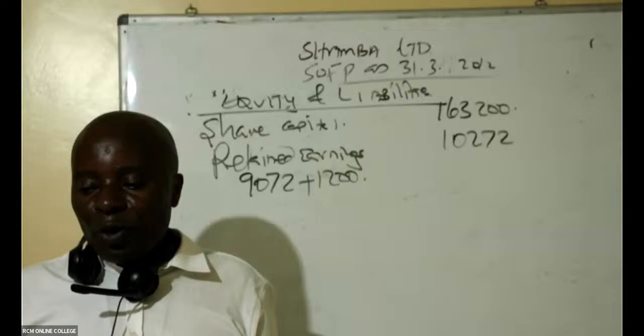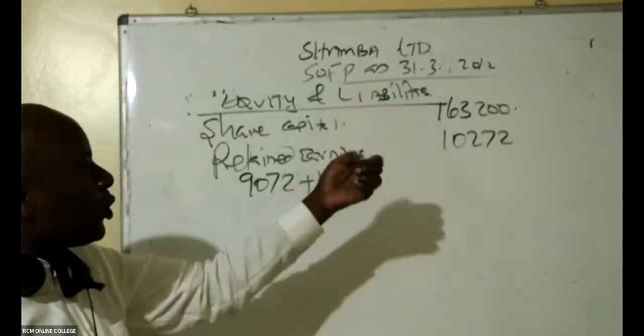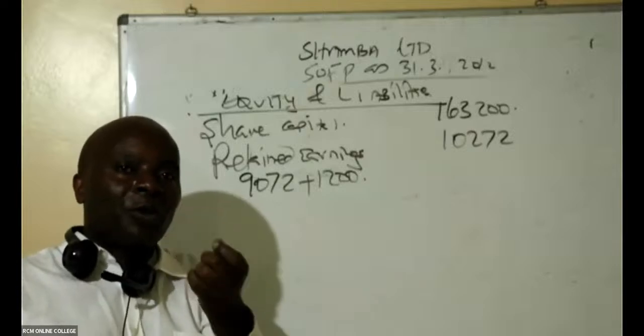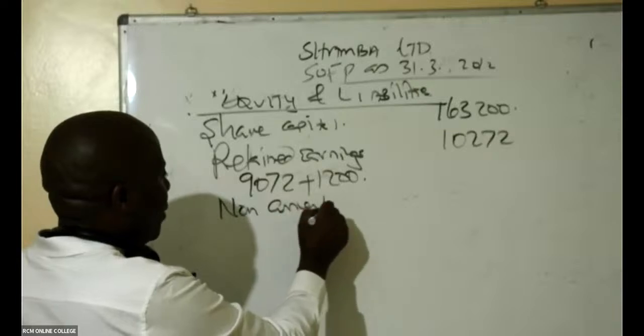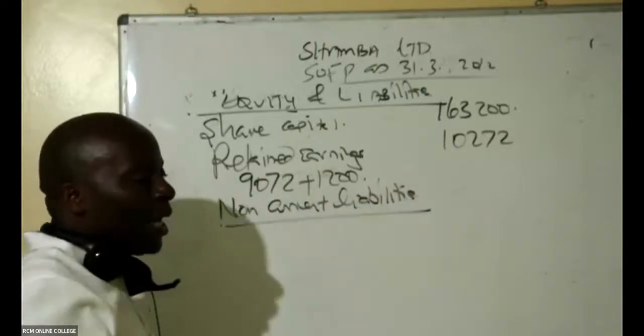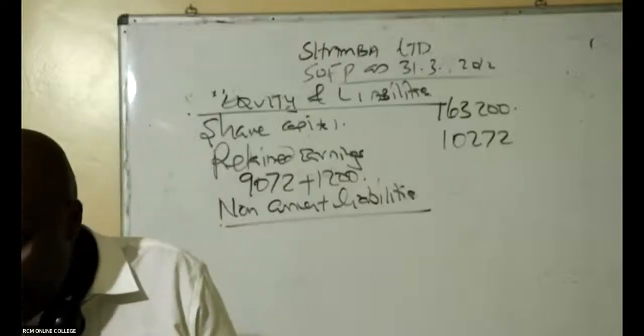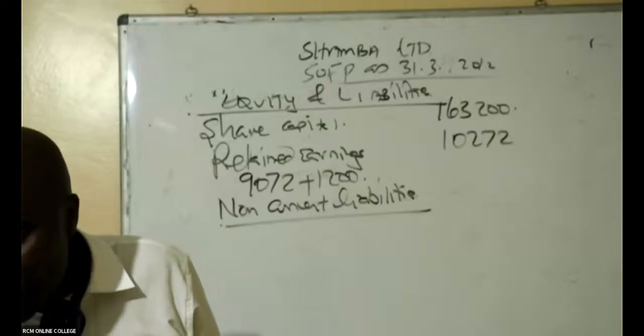So I don't think we have any other equity component. Now we shall be able to go to the liabilities, of which we start with the non-current liabilities. If you look at them, we only have one.